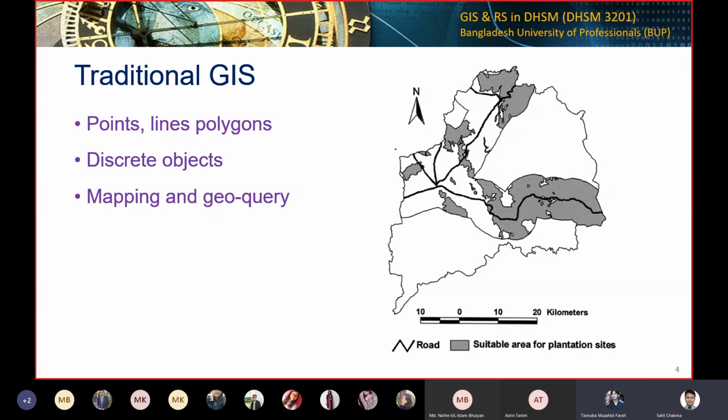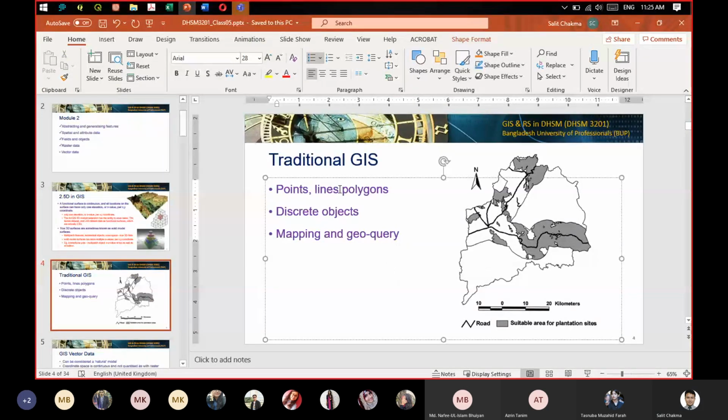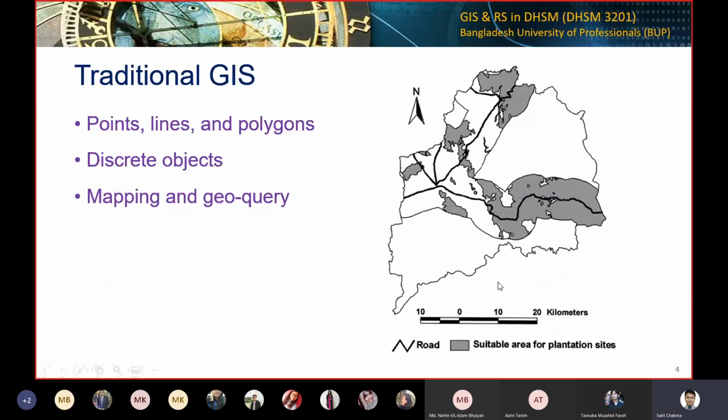So traditional GIS. Before the raster came in, before we started dealing with raster, everything that we mapped was made of points, lines, and polygons. Sometimes, using these points, lines, and polygons, we also used to draw discrete objects, and still we do.